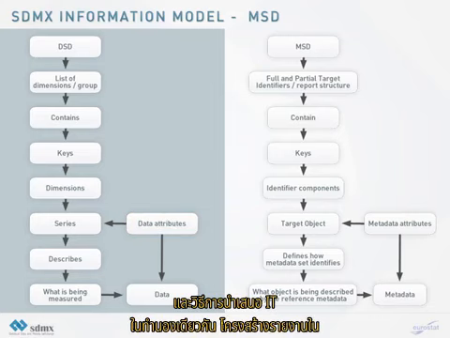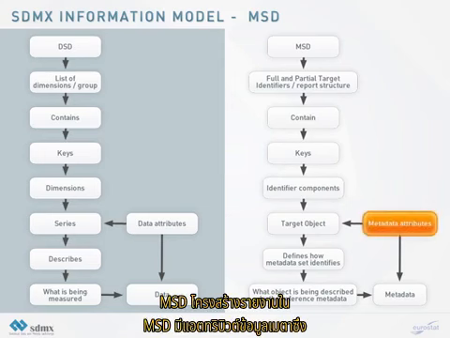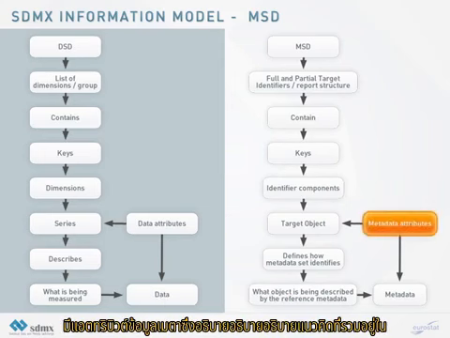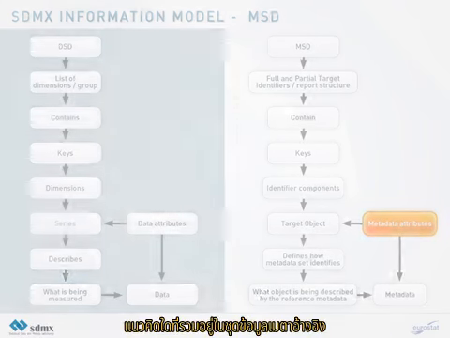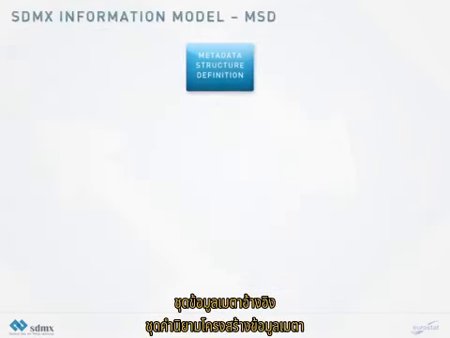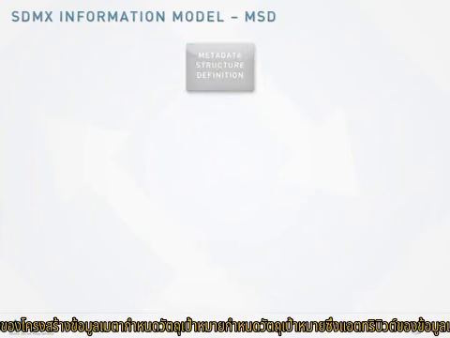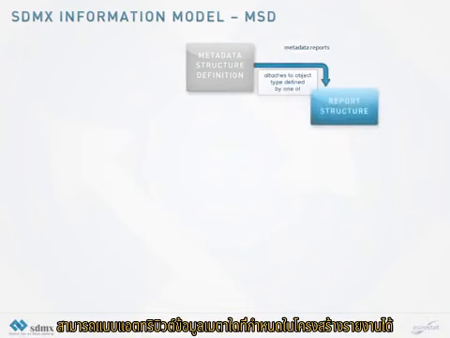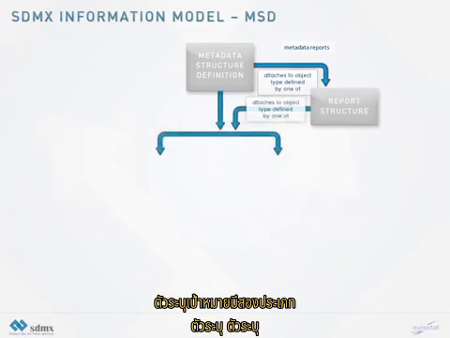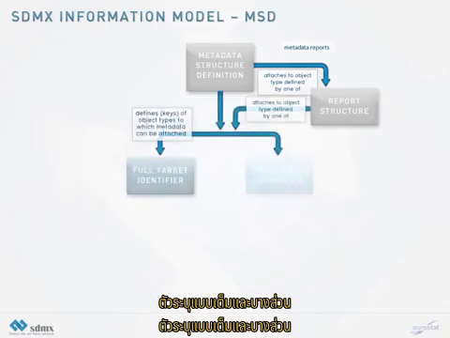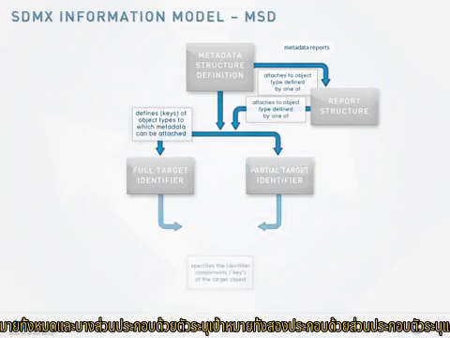Similarly, the report structures in the MSD contain metadata attributes which describe what concepts are included in the reference metadata set. The metadata structure definition defines the target objects to which metadata attributes defined in a report structure can be attached. There are two types of target identifiers, full and partial. Both target identifiers consist of individual identifier components.